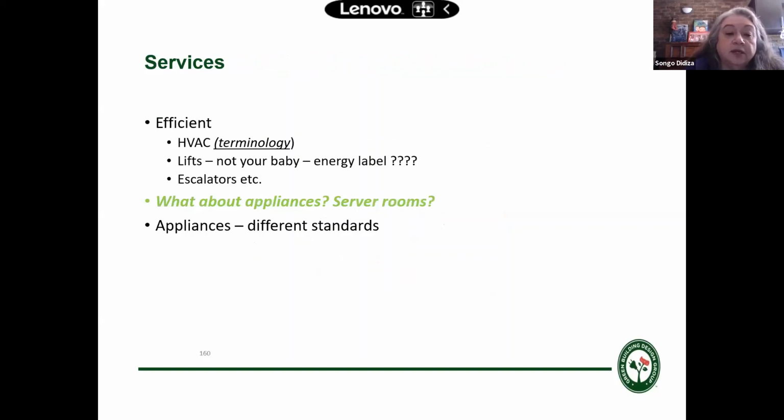Again, we look at efficient services, HVAC systems, lifts. Again, there should be energy labels on it. Any calculation that goes with it must be given by the manufacturer.